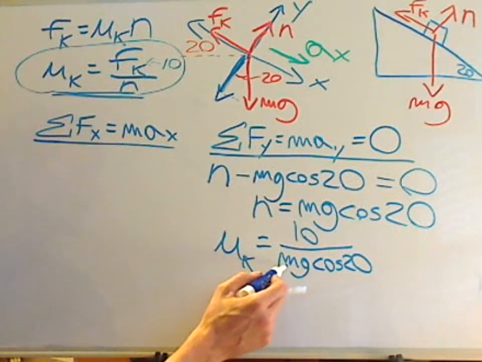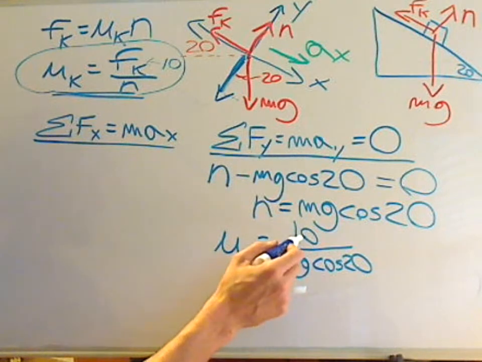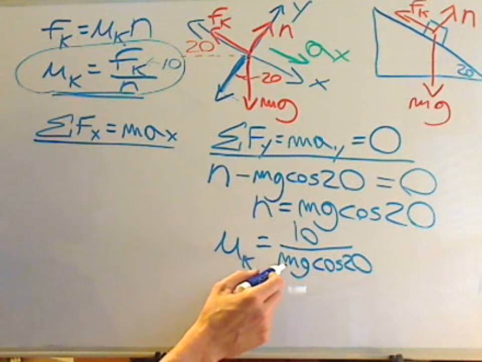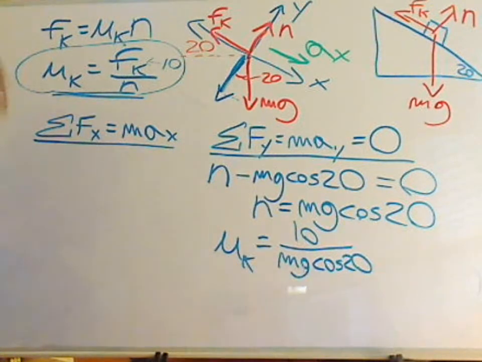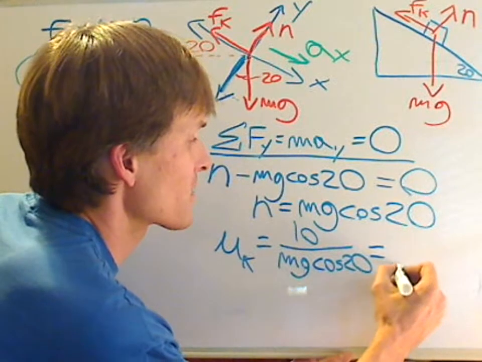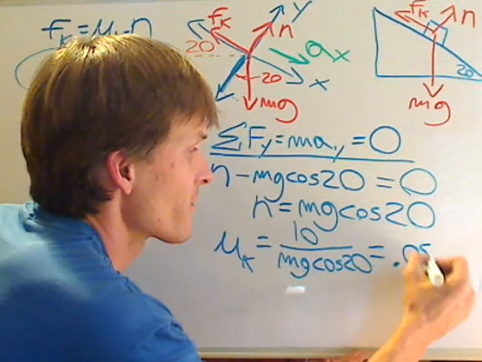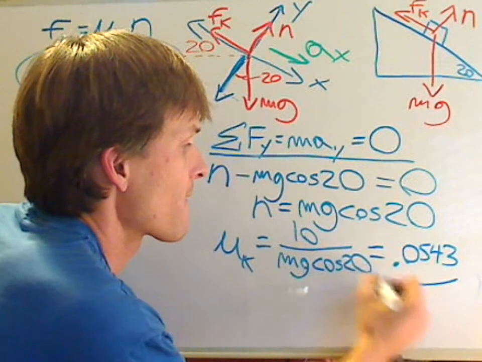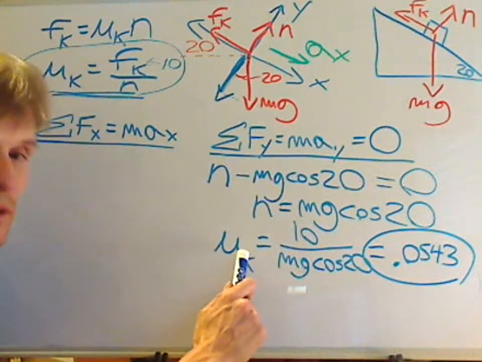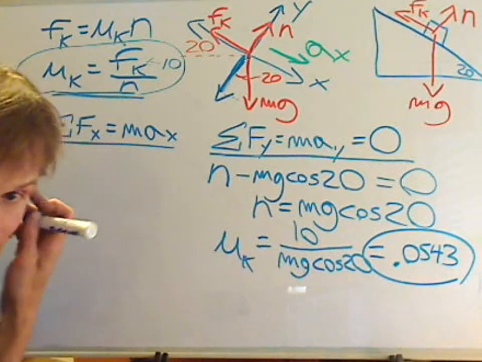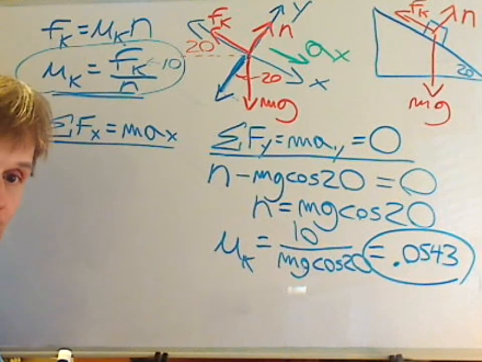Okay, m is 20 kilograms, g is 9.8. You do 10 divided by 20 times 9.8 times cosine 20, and that gives you the answer 0.0543. And remember, these coefficients are unitless. There are no units for that answer. So that gives us the coefficient of kinetic friction.